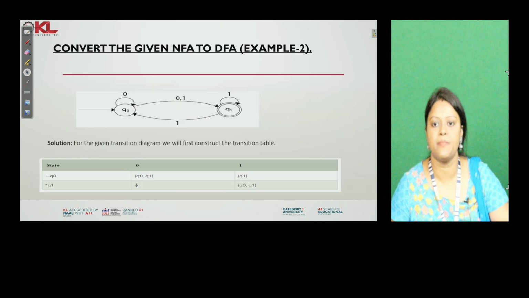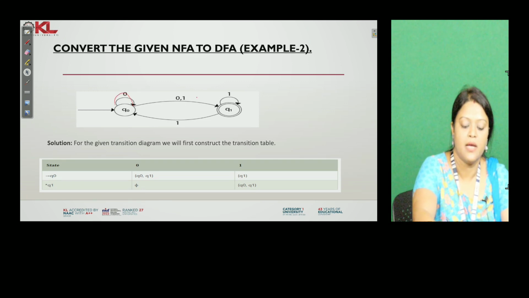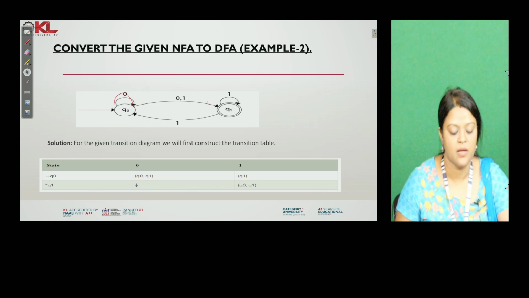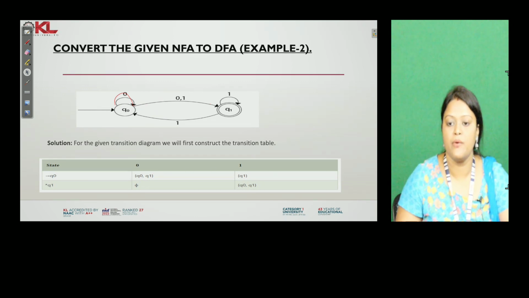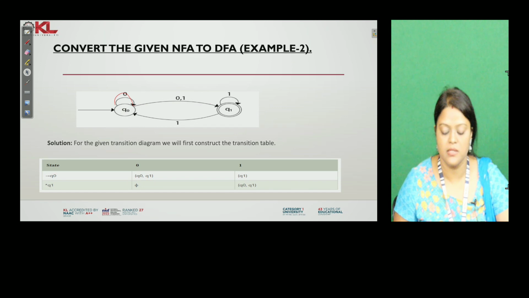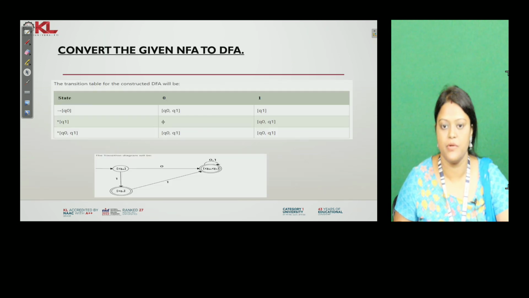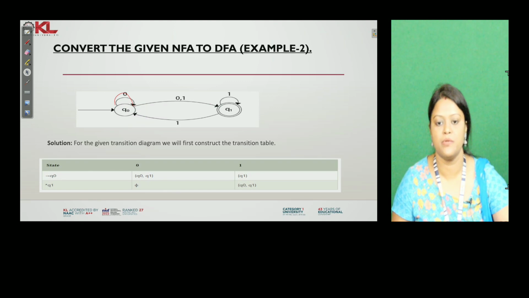There is another example. This is also an NFA because by 0 we are going here as well as here. If we design this, from Q0 we are going to Q0 and Q1 by 0, and by 1 we are going to Q1. For Q1 we have no transition with 0, and for 1 we have a transition, that is Q0 Q1. For Q1 we don't have a transition on the first input, and on the second it is Q0 Q1.